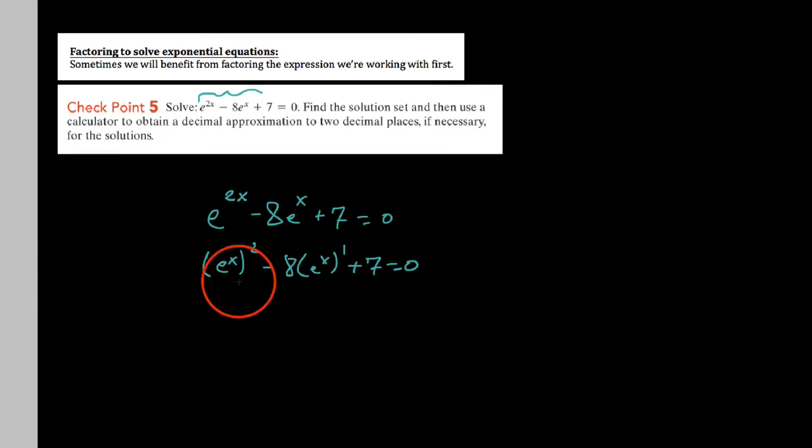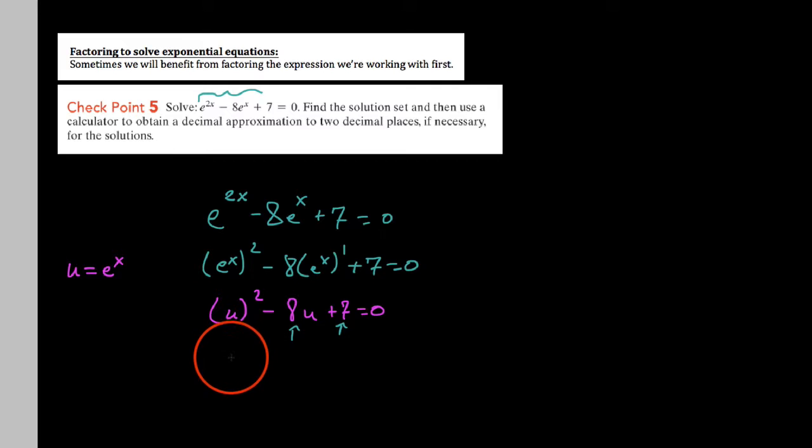Recognizing this, even if I said let u equal e to the x, then this expression would really look like u squared minus 8u to the first plus 7 equals 0. Looking at it this way, it's a trinomial in quadratic form, and we're looking for two factors of a positive 7 that add up to a negative 8. So these would have to be u minus 7 and u minus 1, multiplying out to a positive 7 and adding up to a negative 8, and this is what we end up with here.